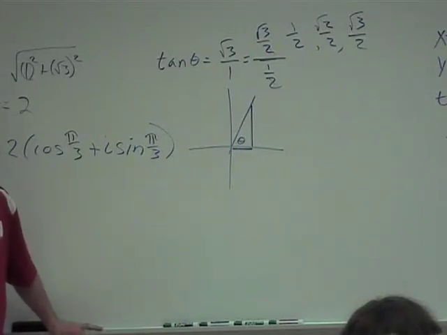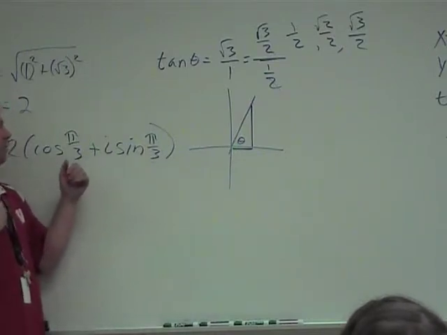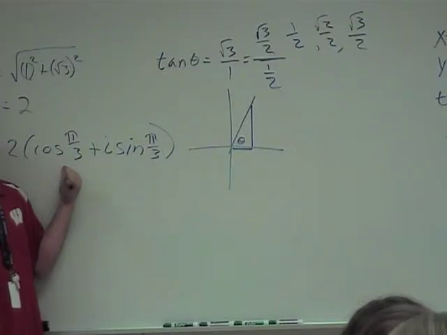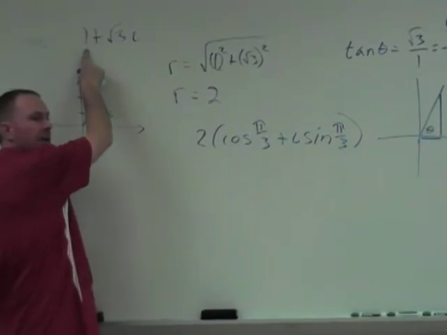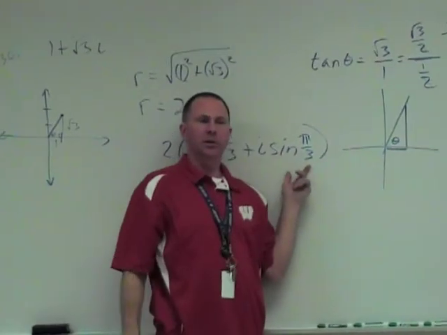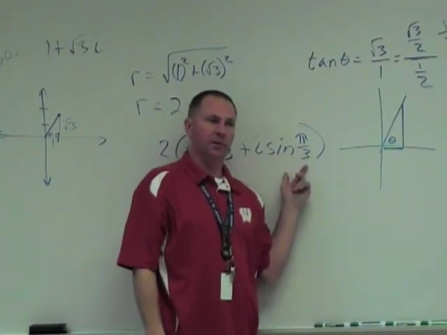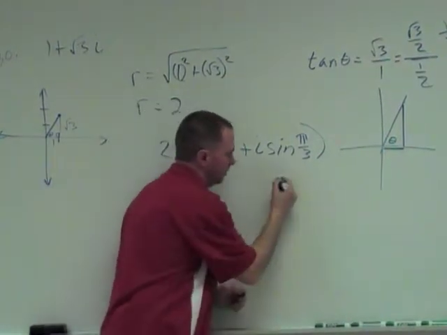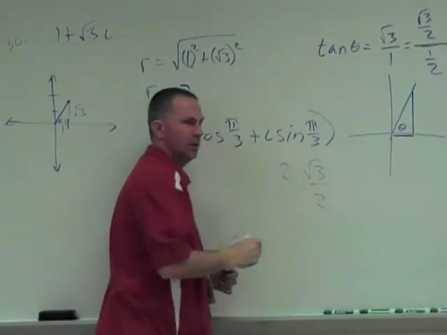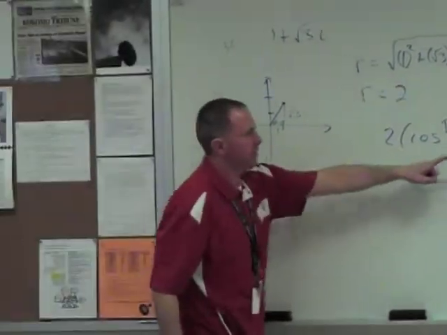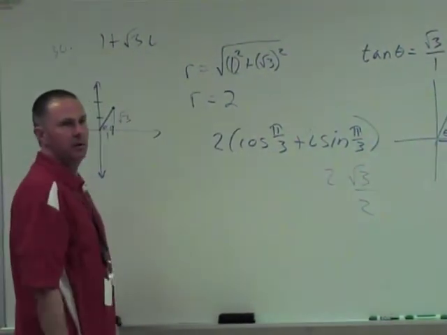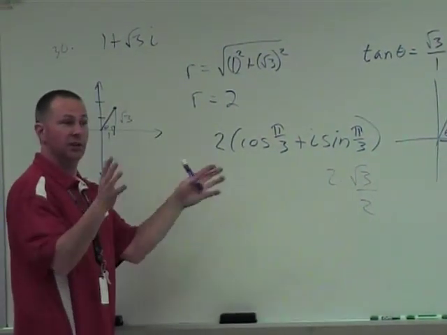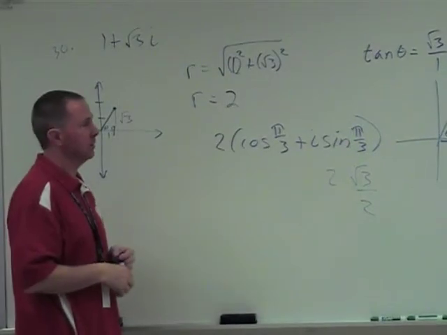Now, I want to show you that this works. Work it backwards. This is the answer. So, what's the x value at pi over 3? What's 2 times 1/2? 1. What's the y value? Radical 3 over 2 times 2 is radical 3 times the i. They are equal. That's what a conversion is. It just looks different. They're equal. They're the exact same thing.